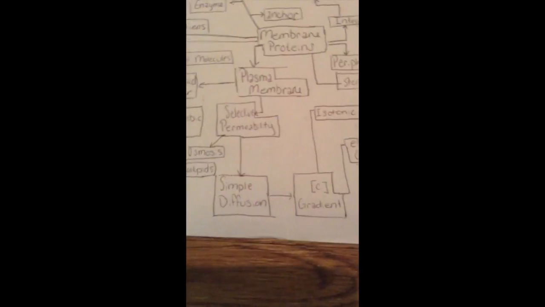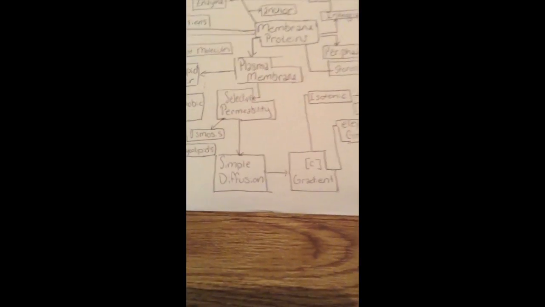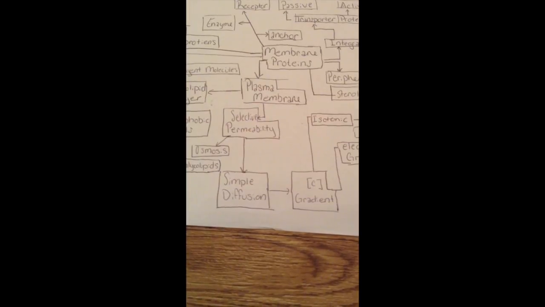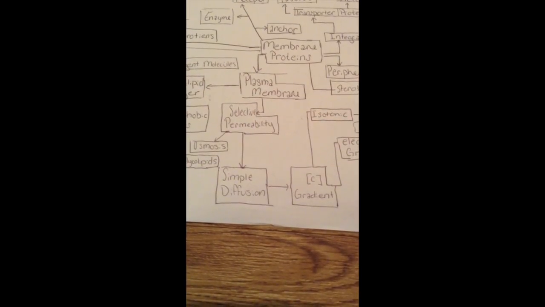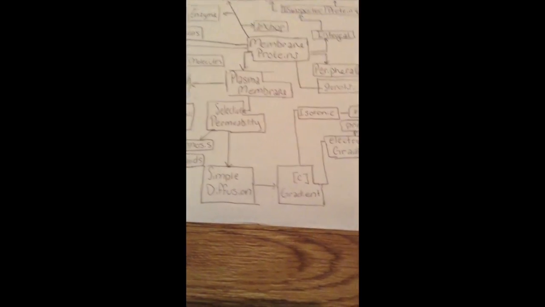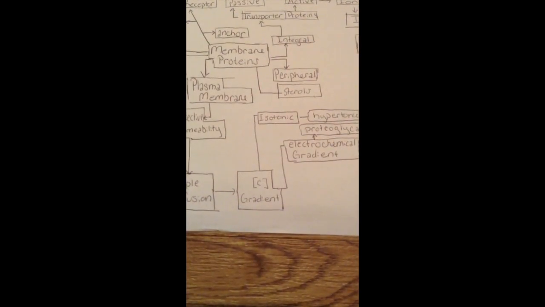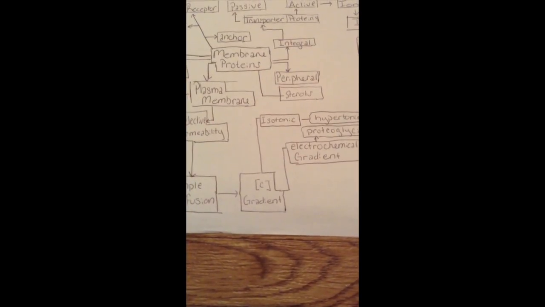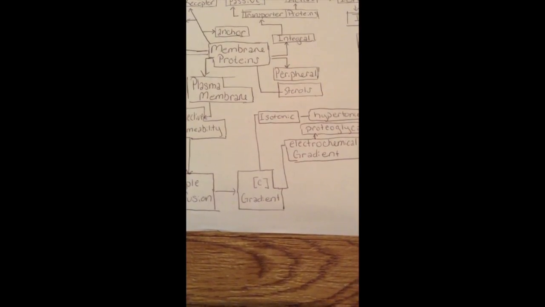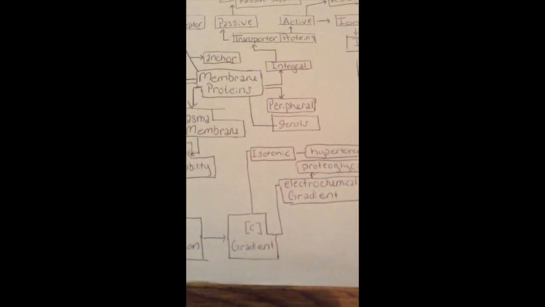And selective permeability, coming off of that, is simple diffusion, and simple diffusion is kind of what I was already talking about with water, except it will go with molecules, and it's just when things can go through the membrane freely. And what I was talking about with water is the concentration gradient, and this is when the outside of the cell is a different concentration than the inside, or the inside is a different concentration than the outside, and they can even be the same.